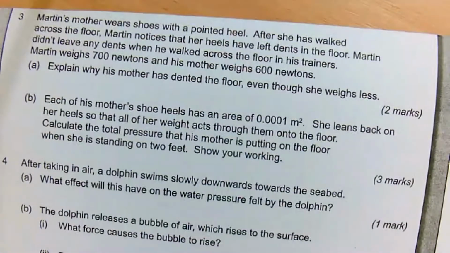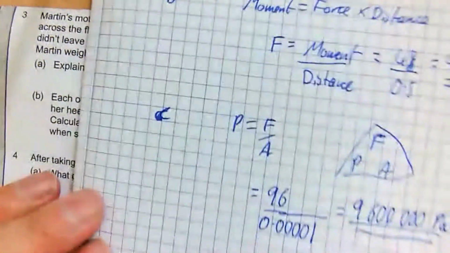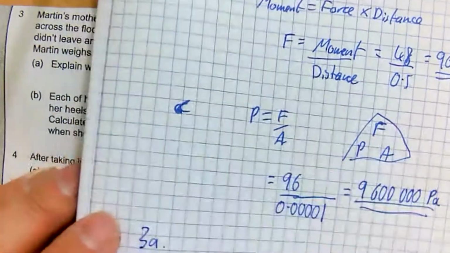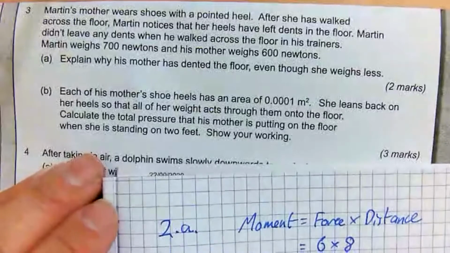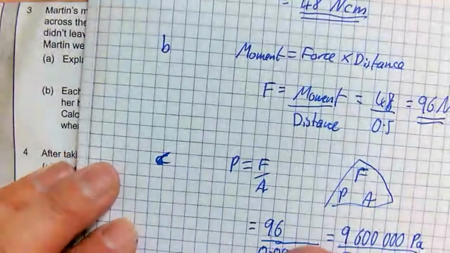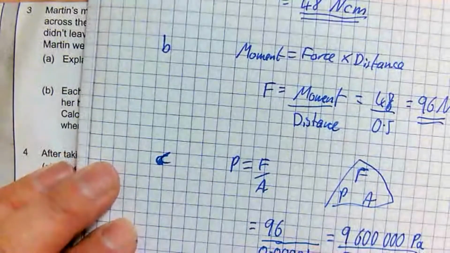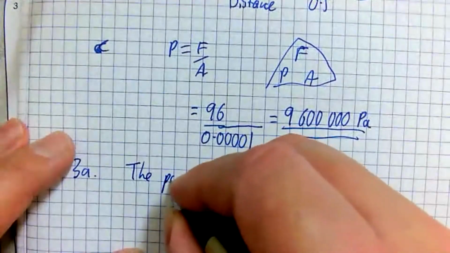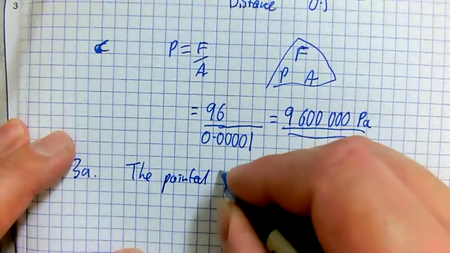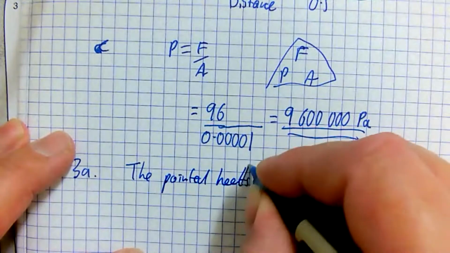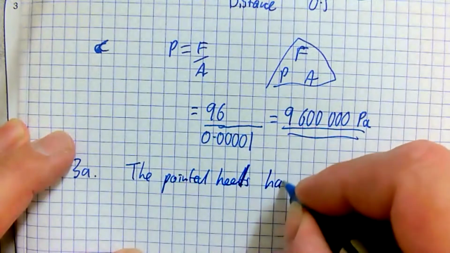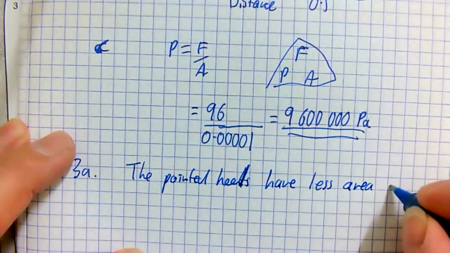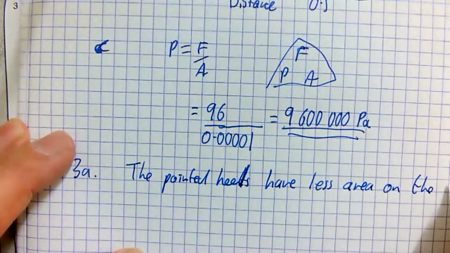So this is an explanation. Explain means to say why. So the first part of the explanation, well, the clue is to do with the shoe. She's got a pointed heel. So the pointed heel is going to be less area. Pointed heels have less area on the floor.